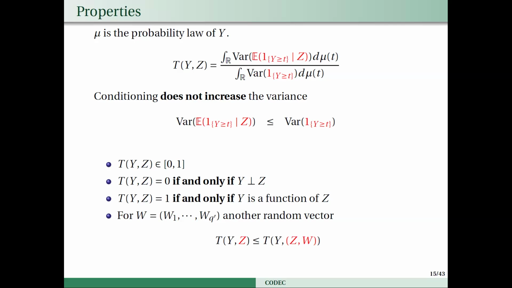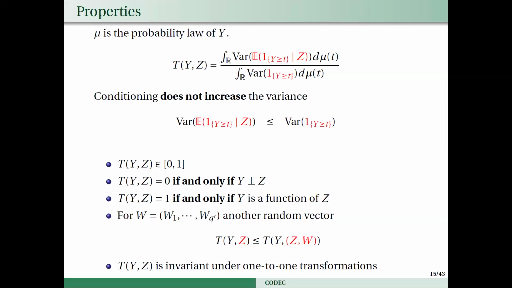A nice property that we can maybe ask for in a measure of dependence is that if I add some extra stuff, let's say I amend this W to my Z, the measure of dependence should not decrease. In the worst case scenario, it has nothing to do with Y and it wouldn't change, but I would expect it to at least increase.